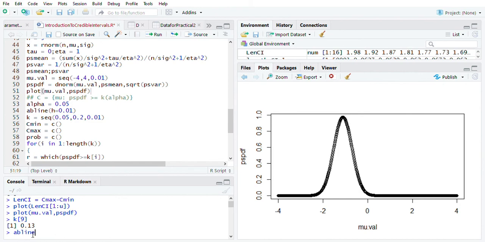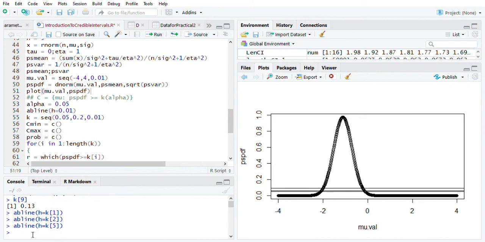So now let us try to add these lines to the graph. So abline h is equal to k1. Then abline h is equal to k2. Do you realize the lines will be very close to each other because the values are close to each other. So h is equal to say k5, fine. And now abline h is equal to say k7. Okay, we have further. So see, I am repeating the procedure of construction of HPD credible intervals.